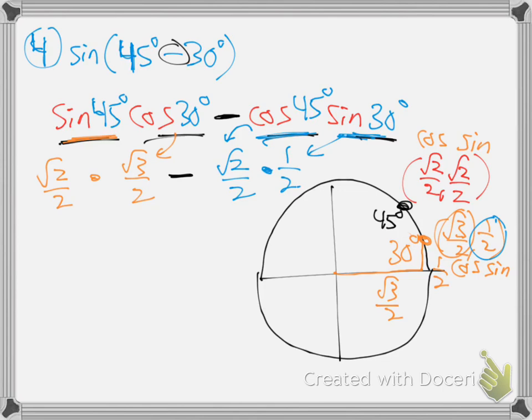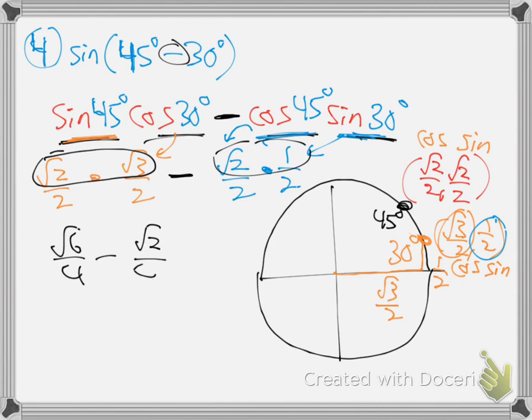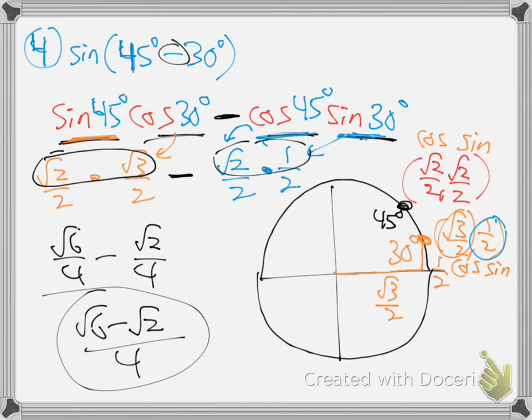So what do we got? Root 3 times root 2, root 6 over 4, minus multiply these two, root 2 over 4. Put them together into one fraction because they have the common denominator. There we go. And you can't subtract these, by the way. You can't subtract roots. I don't know if you remember from algebra. Roots have to be like roots to add or subtract. We'll get more into that later. But for now, you've got to leave them just like that. Good. Easy enough. So that's an exact value for that.